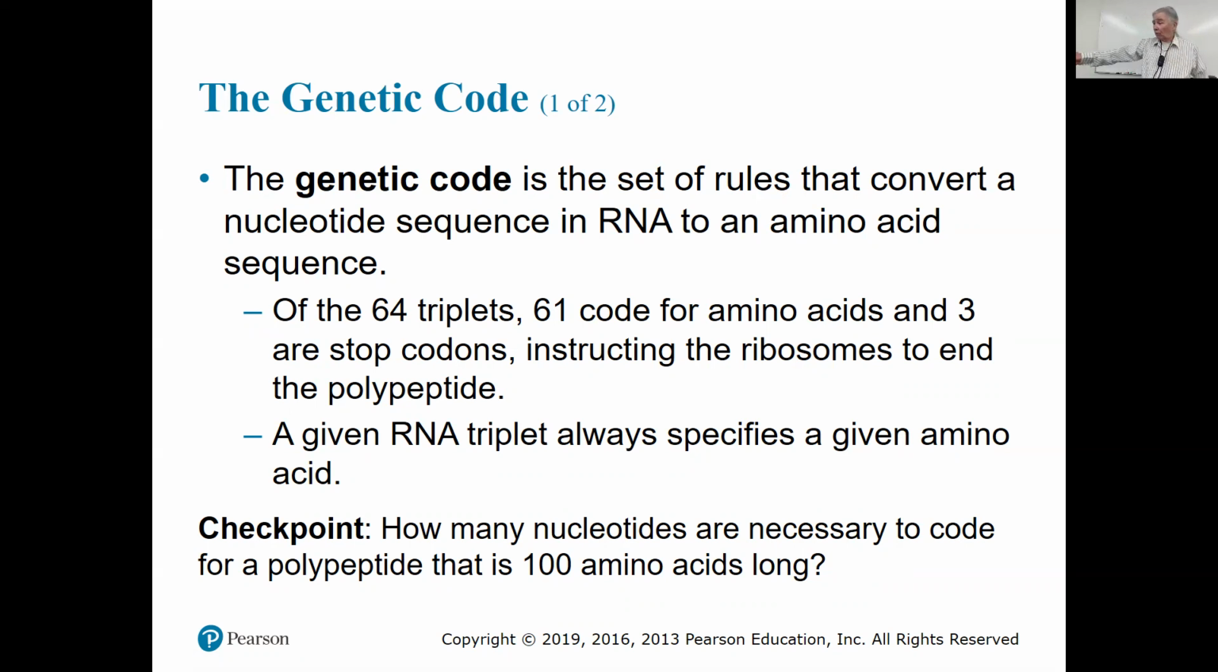So I already answered this checkpoint question. How many nucleotides are necessary to code for a polypeptide that's 100 amino acids long? Well, you would initially think at least 300, because every amino acid needs a 3-letter triplet code. So it's 300, but it's actually 303 because you need a stop codon. That's a little tricky. You need 300 to code for every amino acid in the protein, and then you need 3 more, a stop codon, to tell the ribosome, okay, that's the end of the message.